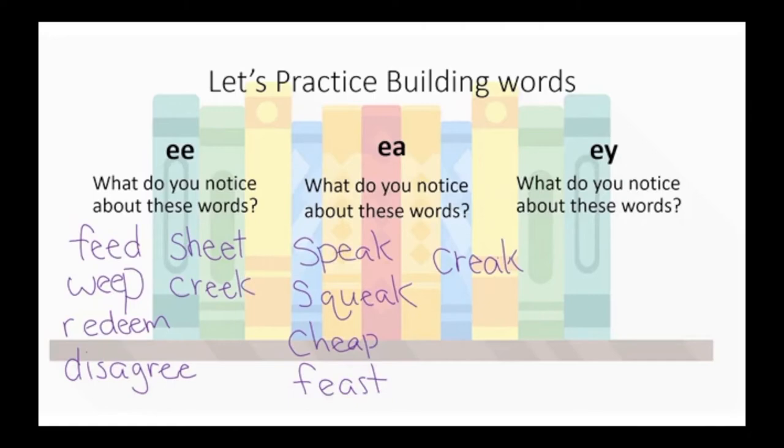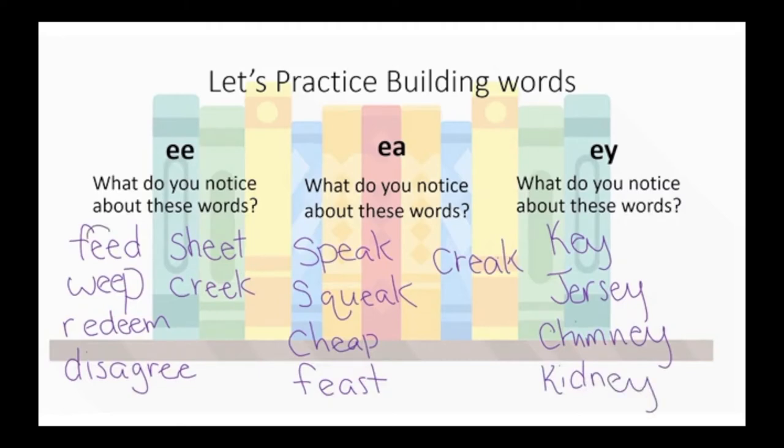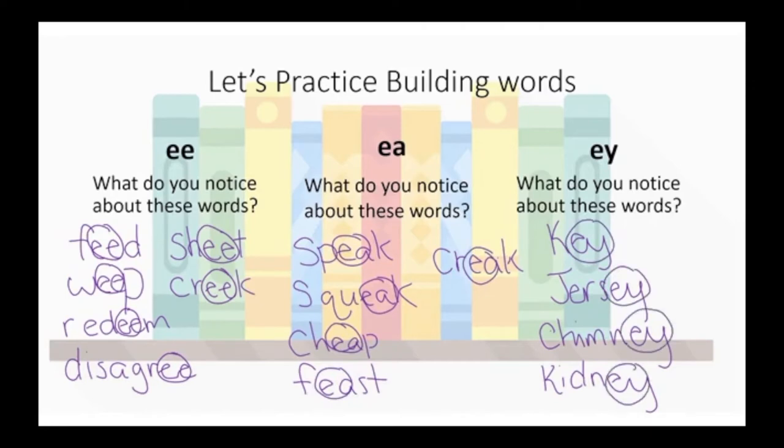For EY, we have words like key, jersey, chimney, and kidney. As we look at these words, I want you to determine what you notice to be more difficult with these combinations than the last ones. EY is the easiest of the ones that we are doing this time because EY is generally always at the end of a word or syllable.